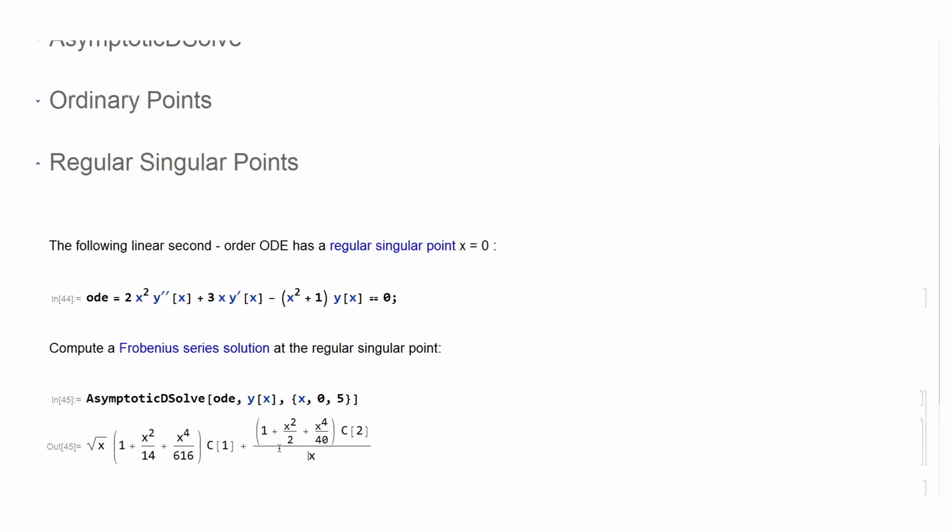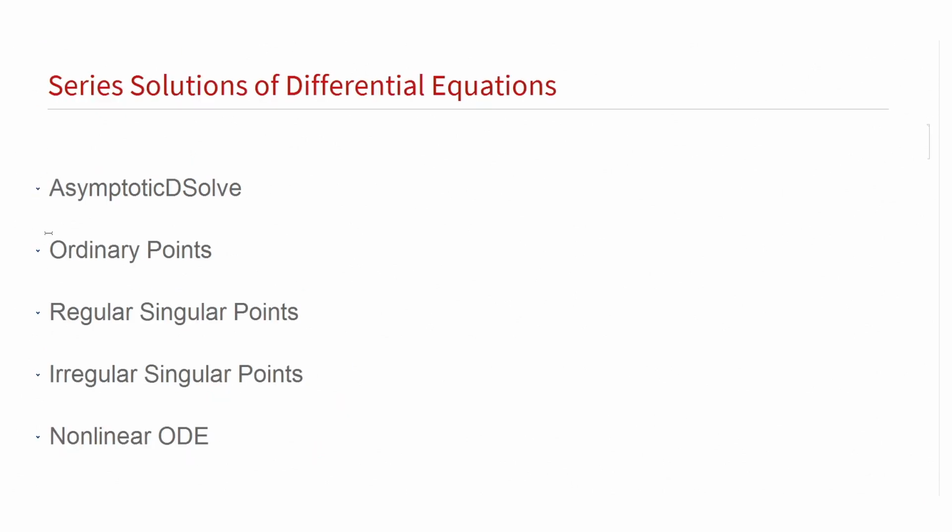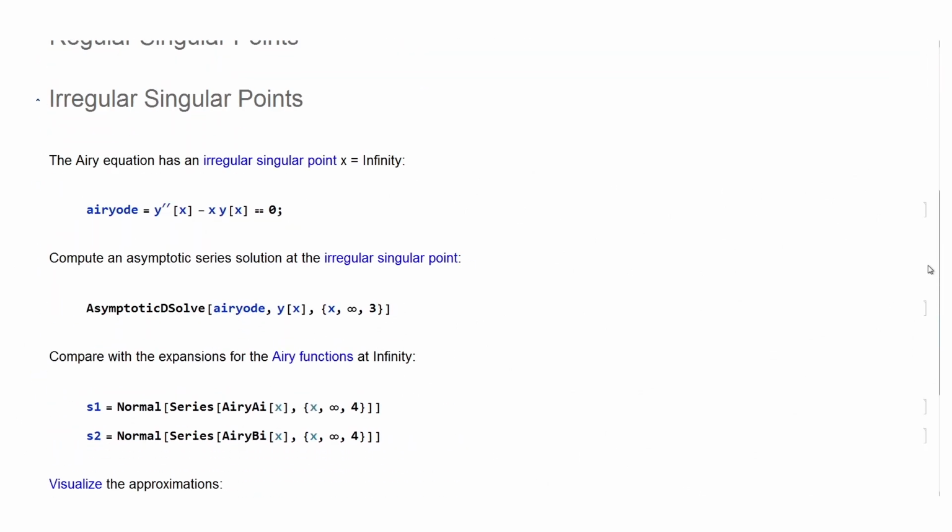So ordinary points done, regular singular points done. How about irregular? Well, for that, I thought I'd choose the Airy equation, which expands to infinity. Now this Airy equation is well known to have an irregular singular point at infinity. So if you do x equal 1 over t, then you get back an irregular singularity at 0.